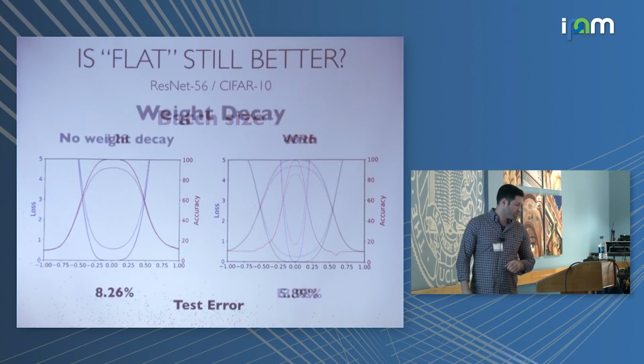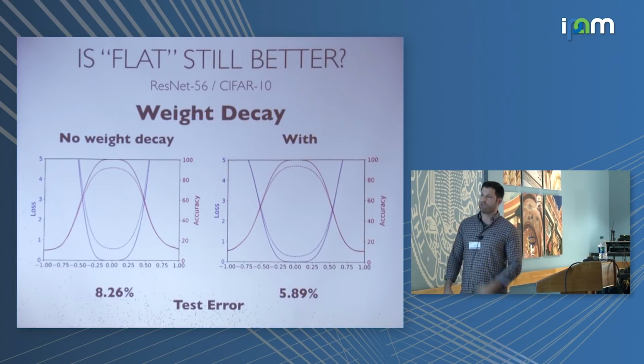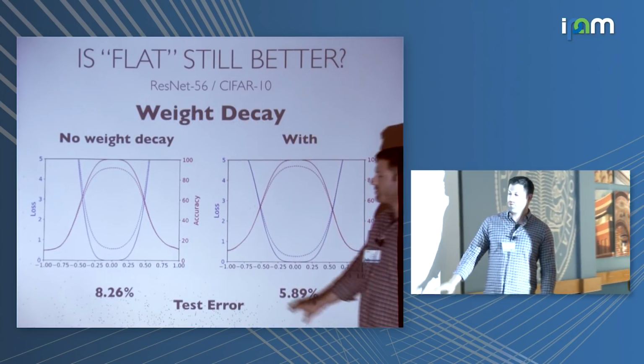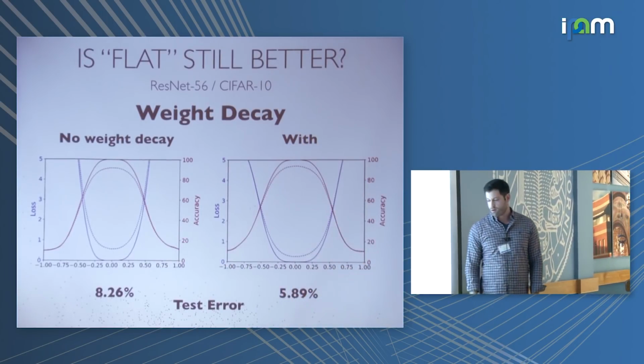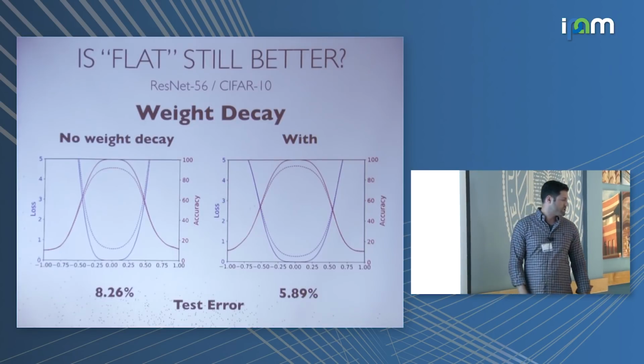We can do the same thing with weight decay. So in this case, I turned on weight decay. If you look at these two minimizers, this one's a little bit sharper than this one. This minimizer is a little bit wider, and it also does a little bit better in terms of generalization error.